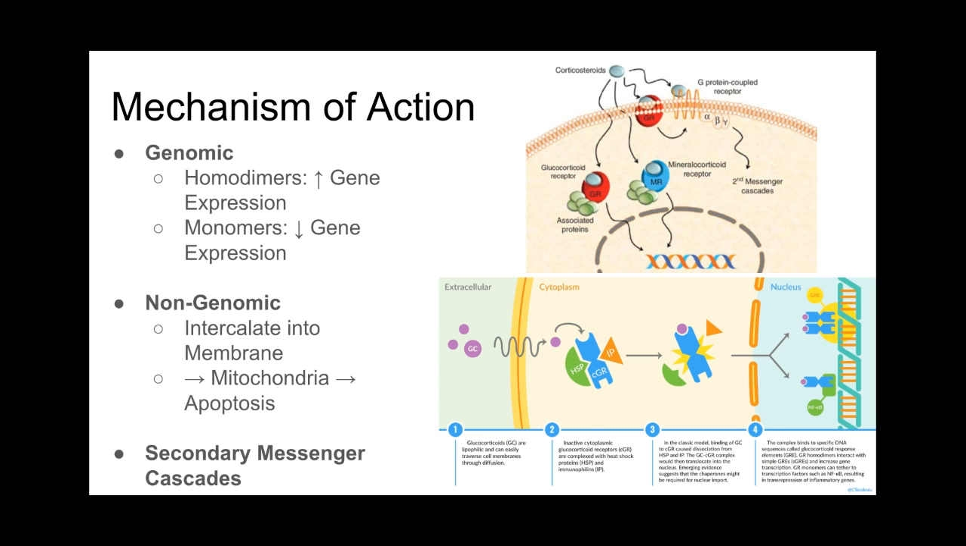Returning to the top picture, you can see that dexamethasone can also interact with various membrane-bound G-protein-coupled receptors, either directly or through glucocorticoid receptors also located in the cell membrane. This leads to secondary messenger cascades. Finally, glucocorticoids like dexamethasone exert a number of effects through non-genomic mechanisms. They may intercalate into membranes, affecting cation transport. Alternatively, the ligand-bound receptor complex may translocate into the mitochondria, which results in apoptosis.